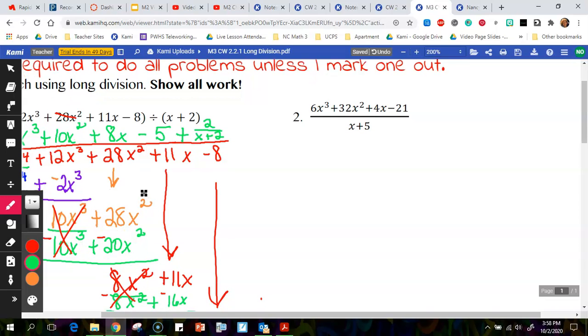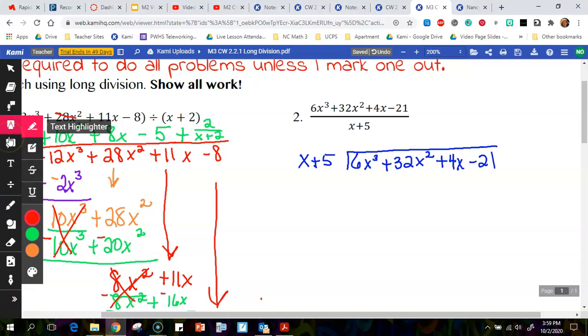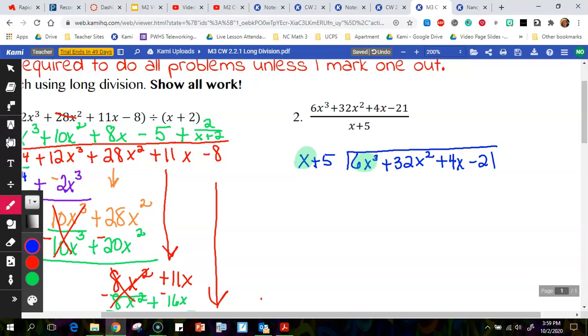This one has an x cubed, an x squared, an x, and a constant. So I'm good here. I can rewrite it. I'm going to pause and come back. All right, I rewrite everything. I'm looking at this and this to determine what I'm going to write up here. 6x cubed divided by x is 6x squared. Multiply that times x, that's 6x cubed. Multiply the 6x times the 5, plus 30x squared.